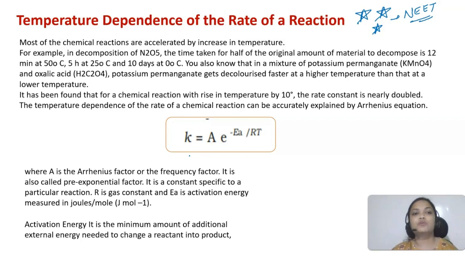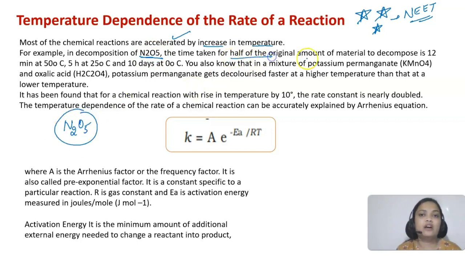So students, you know that most of the reactions are accelerated by increase in temperature. We will increase the temperature and the rate of reaction will increase. Now why that happens, that's what we are going to study today. All right. So in this case, if we are taking the decomposition of nitrogen pentoxide N2O5, time taken for half of the original amount to decompose is 12 minutes at 50 degrees Celsius.